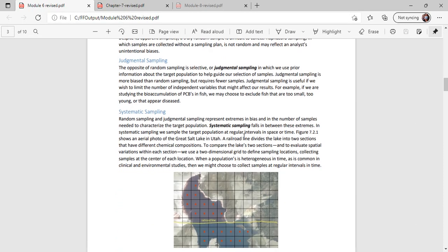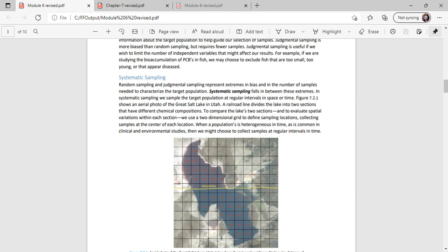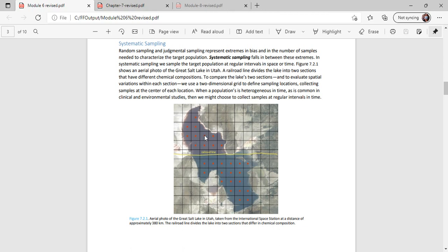Now, your systematic sampling is the next one. Okay, you have a picture here, remember it. Random sampling and judgmental sampling represent extremes in bias and in the number of samples needed to characterize the target population. Your systematic sampling falls between these extremes, in which we sample the target population at regular intervals in space or in time.